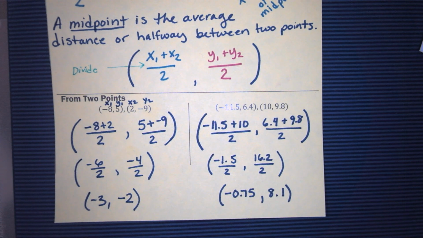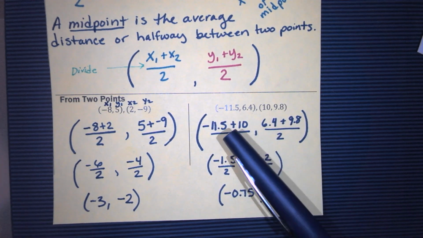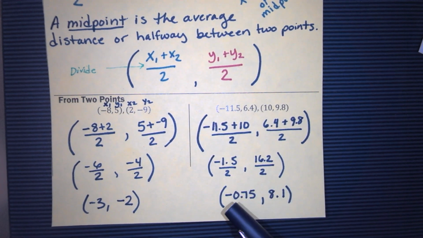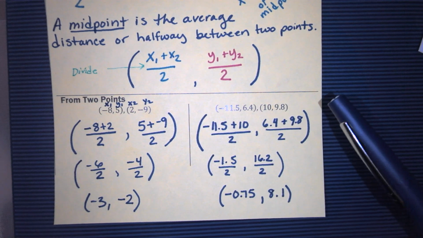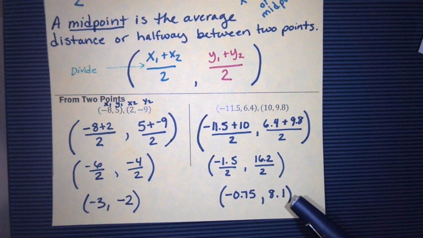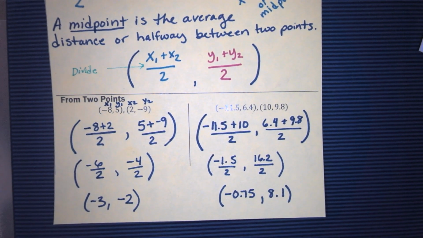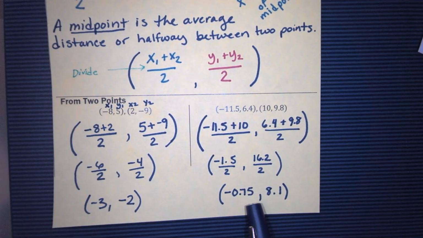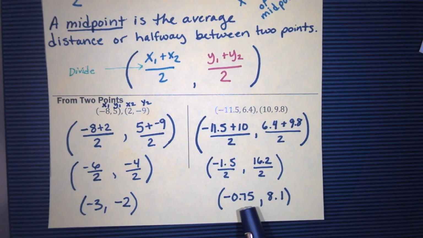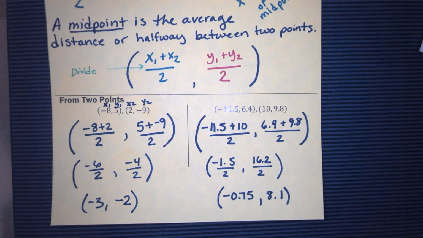So here's what you get when you calculate it out one piece at a time. So we get negative 1.5 when I add the numerator. When I divide it by 2, I get negative 0.75. Over here I get 16.2 when I add the numerators. When I divide it by 2, I get 8.1. So you can see the midpoint is not a perfect whole number point. If I had to graph this, it would be really hard because it's not whole numbers. But I can use the formula to calculate it if it's whole numbers or not. Either way, I'm going to be able to do it.